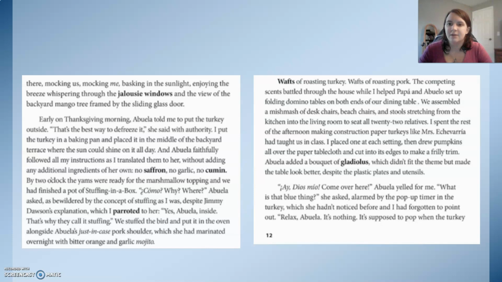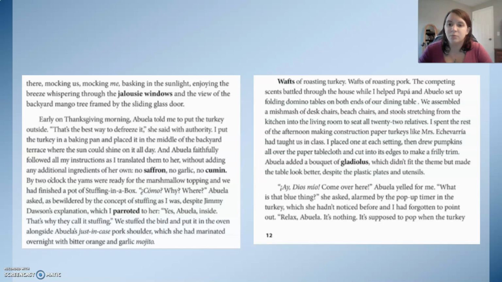Early on Thanksgiving morning, Abuela told me to put the turkey outside. That's the best way to defreeze it, she said with authority. I put the turkey in a baking pan and placed it in the middle of the backyard terrace where the sun could shine on it all day. And Abuela faithfully followed all the directions as I translated them to her, without adding any additional ingredients of her own. No saffron, no garlic, no cumin.